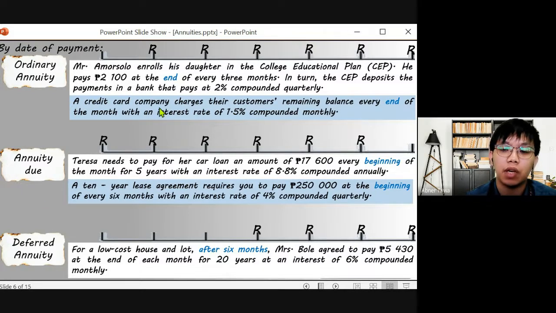So let's have your examples. Pakibasa nga, Mr. J. Stanley, yung first example natin sa ordinary annuity. Anyone who wants to read our first example for ordinary annuity? Sinong gustong magbasa? Raise your hand. Okay, Rojus ulit.